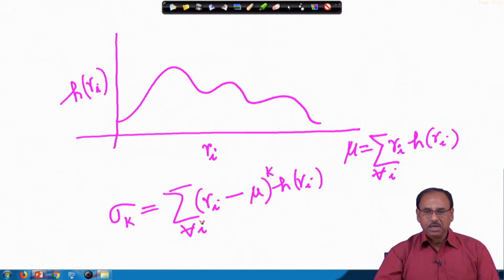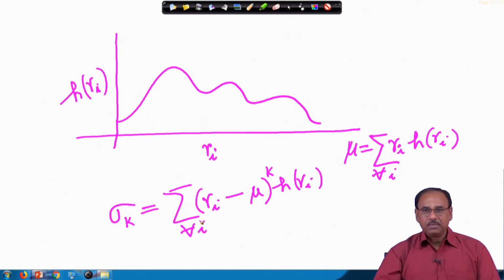If k equal to 3, it tells you the skewness of the histogram, that means whether the histogram is symmetric about the mean or it is asymmetric about the mean. If it is asymmetric, how the asymmetricity is, is captured by the third order moment. Similarly, fourth order, fifth order, all higher order moments give you some information about the shape of the histogram.